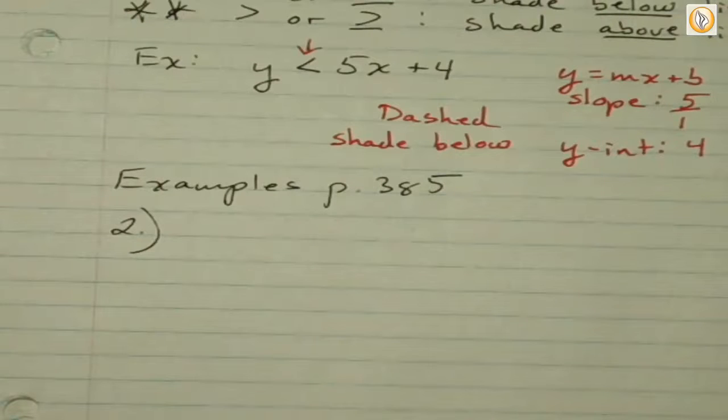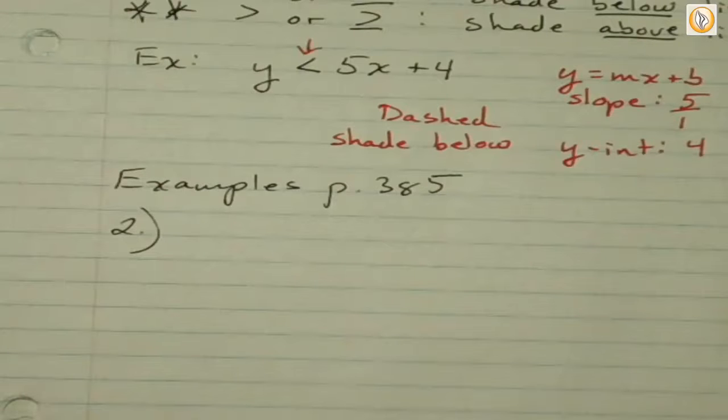Oh, I see how they shade it. 385. All right, it says determine whether the line on the graph of the solution should be dashed or solid. So I'm going to start with number 2. Kelly, look at the equation. Is that going to have a dashed or solid line?